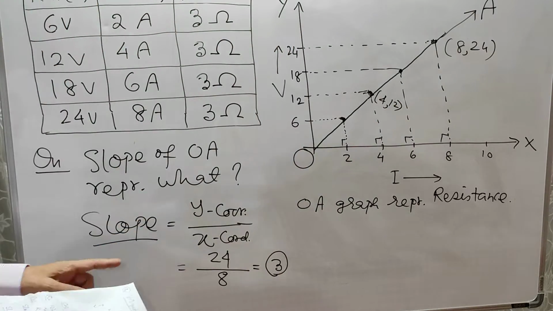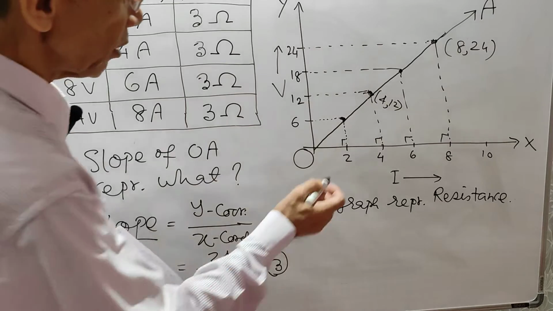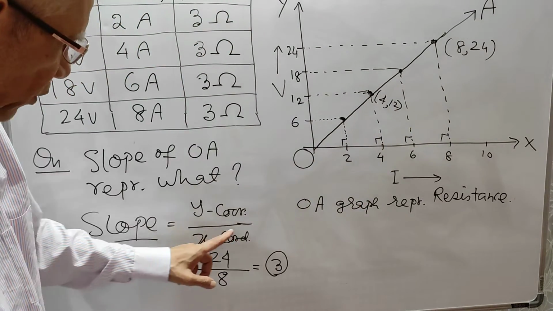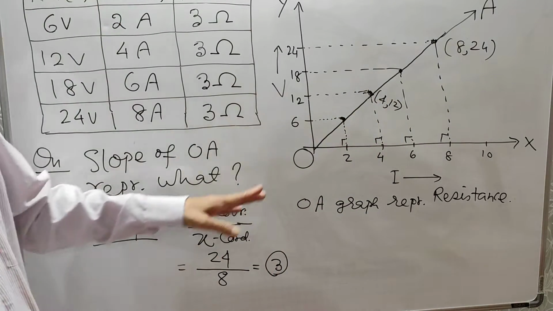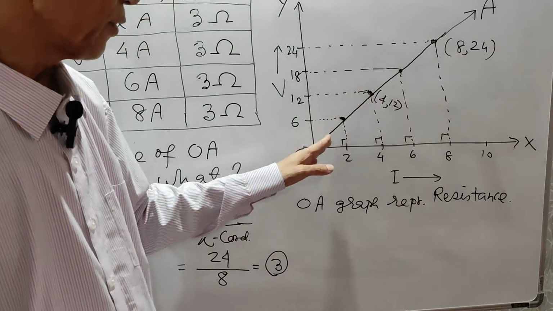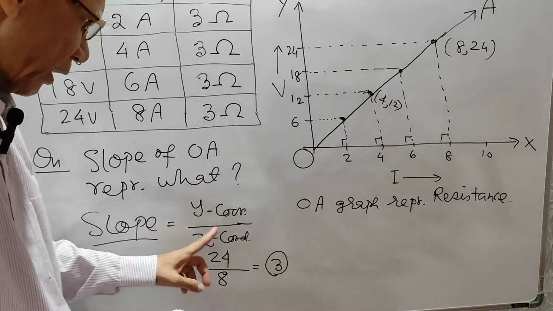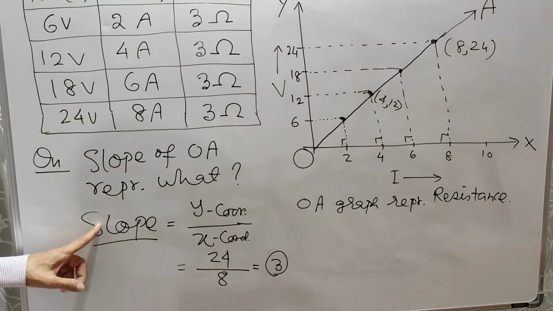412. Therefore, what will be the ratio of y coordinate by x coordinate? Will it not be 12 by 4? So y coordinate is 12, x coordinate 4. So 12 by 4, again you will get 3. So take any point on this graph, then y coordinate of that point divided by x coordinate of that point. That is called slope.